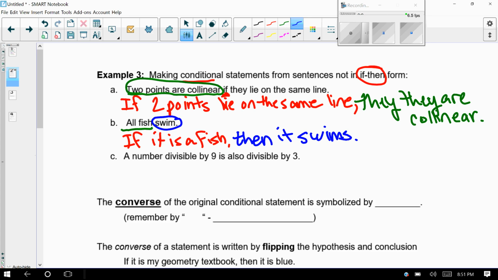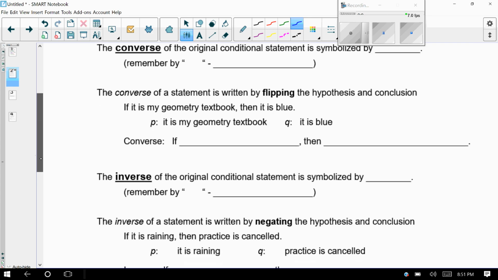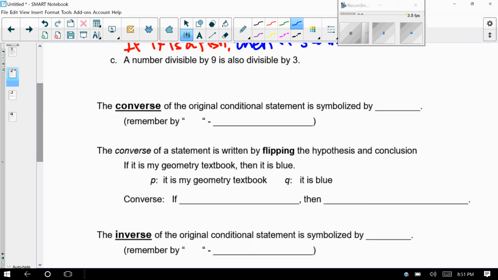I want you guys to try the third one. Pause your video and try the third one now before you forget.